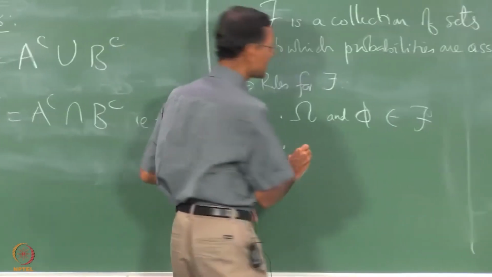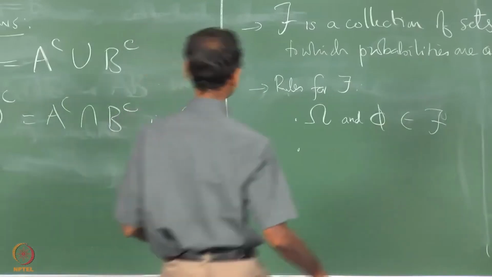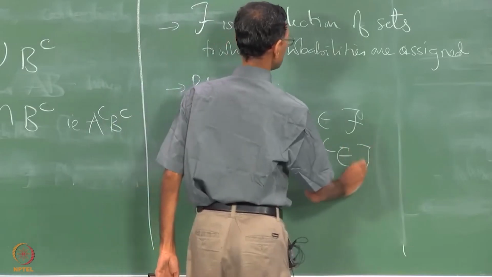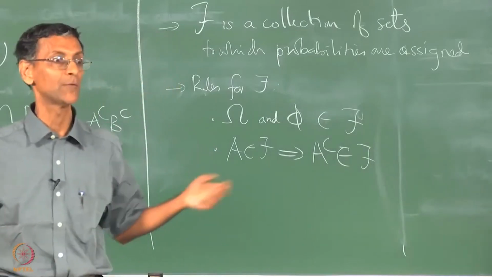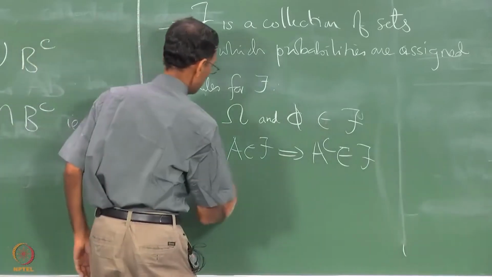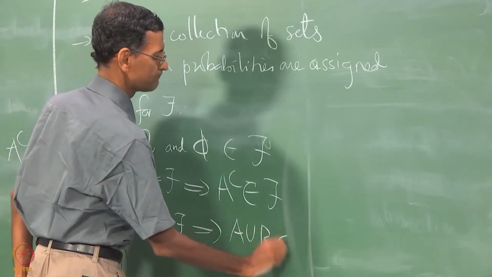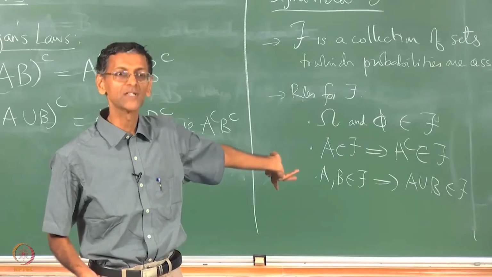So what if you want to include a certain element A in F, that means A is in F, that means you also have to include A complement. So if you include A, you must also include A complement. That means that you cannot say that I will only assign A a probability, I will not assign A complement a probability. Okay. Then if you want to include A and B in F, then you must include A union B also. And by De Morgan's law, with the fact that you have to do complements, you can show that this must include A intersection B also.